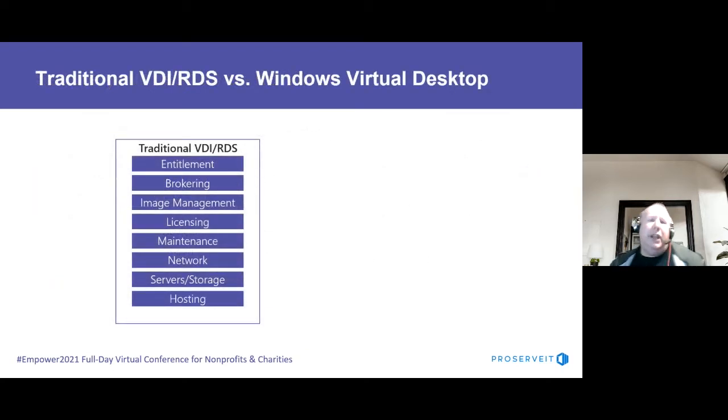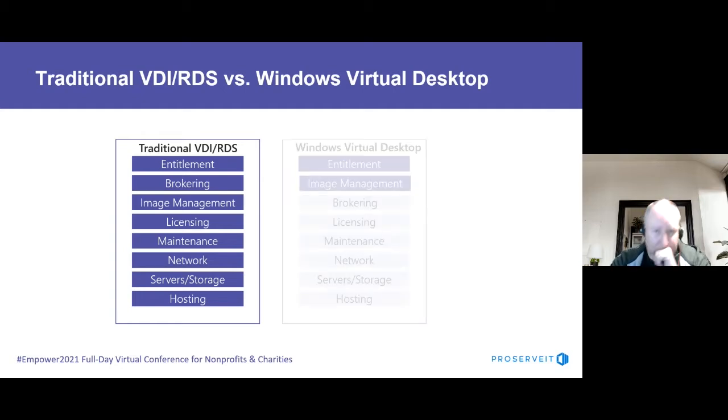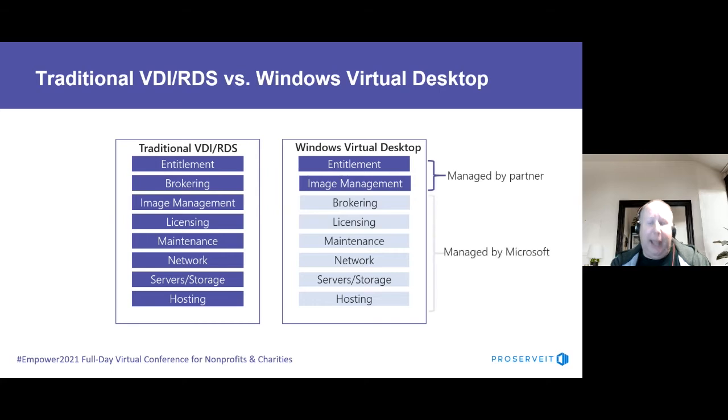When we look at management with traditional VDI solutions, there are a number of components that come into play. We have user entitlement and image management. We have brokering services and gateways. We have licensing, maintenance, as well as the underlying infrastructure like network servers and storage that need to be managed. As mentioned, when we look at Windows Virtual Desktop, a number of these underlying elements are now managed by Microsoft. So you as an administrator still need to worry about user entitlement and image management, and the rest of it supported by Microsoft at no additional cost.